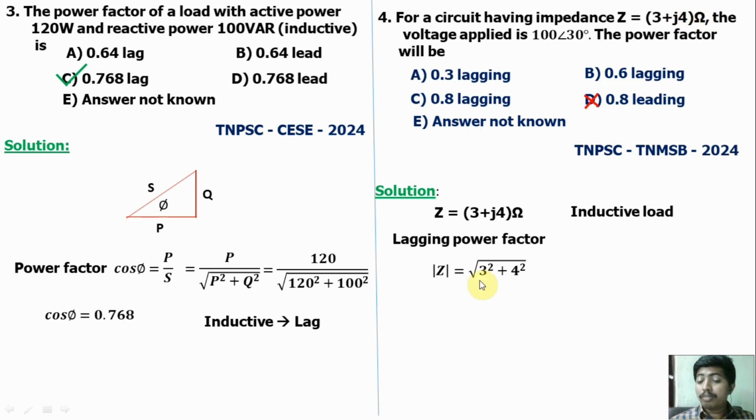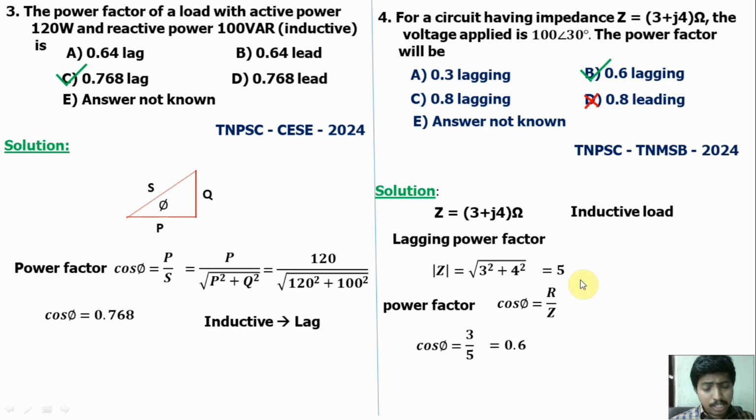Here R value and XL value are known. So from that we can find Z. Z is equal to root of R square plus XL square. So the value is 5. Power factor cos phi is equal to R by Z. R value 3, Z value 5. Substitute here, we get the answer as 0.6. 0.6 lagging power factor. So option B is correct.